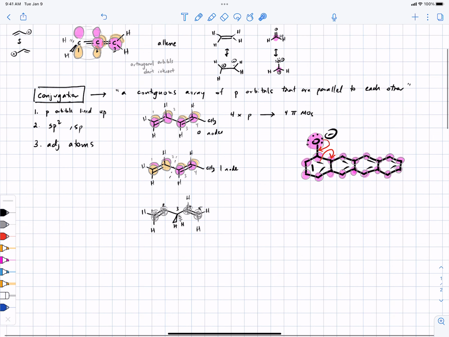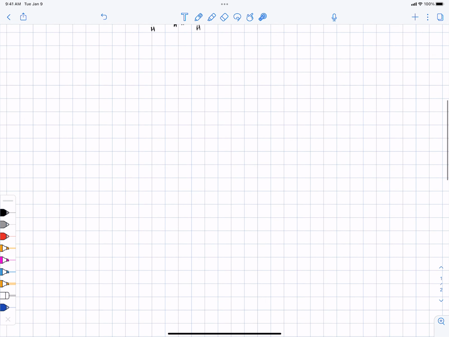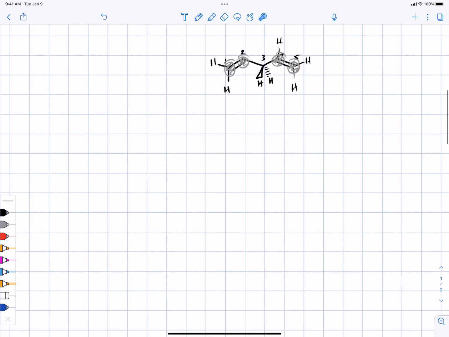Okay. What else you want to know? Do you want a preview of benzene? No, you really don't. Yes, we do. Yes, you do. Why not? Maybe.